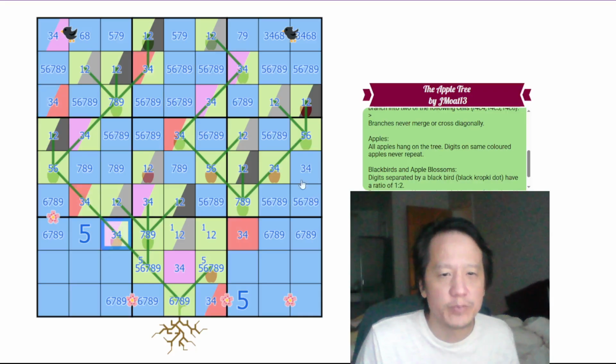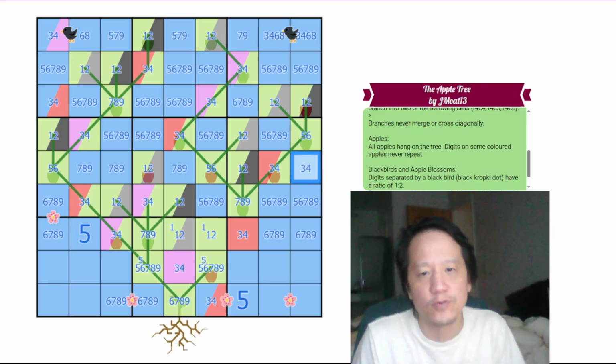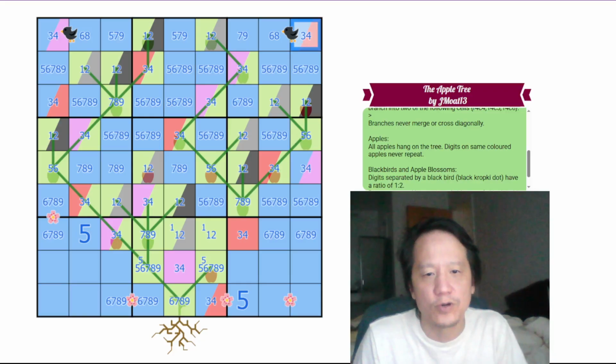Okay, so this is the pink 3, 4. Therefore, this must be the red 3, 4, which means this cannot be the red 3, 4. This is the pink 3, 4 here. This can't be the red 3, 4. It can't be 3 or 4. It's 6 or 8. So this is the red 3, 4 here.